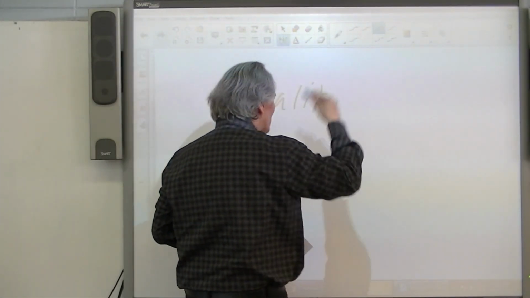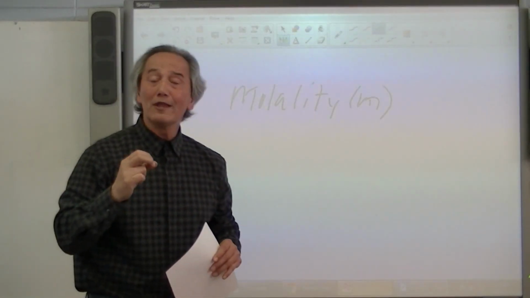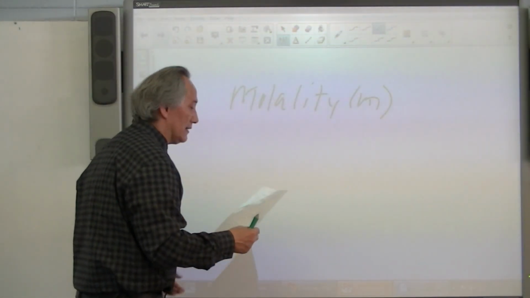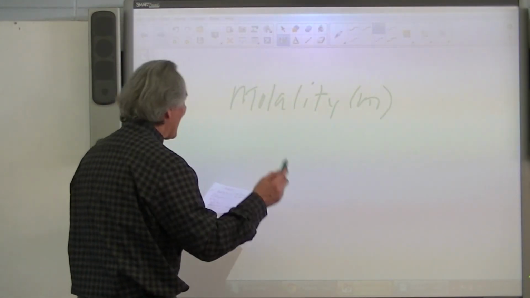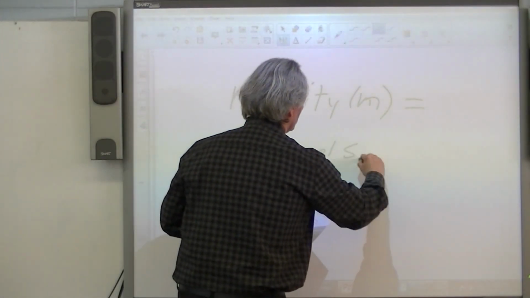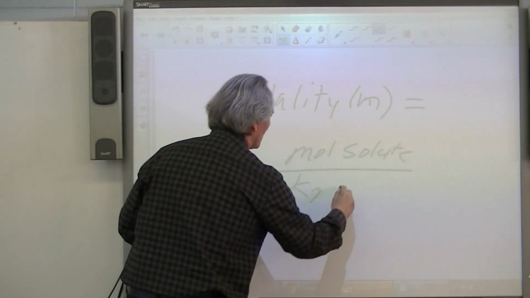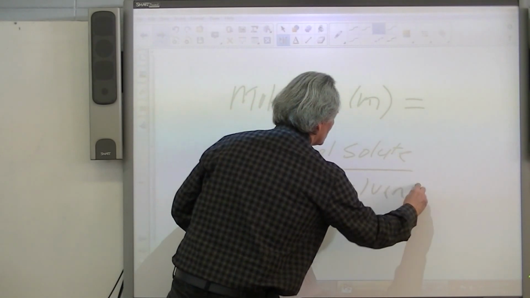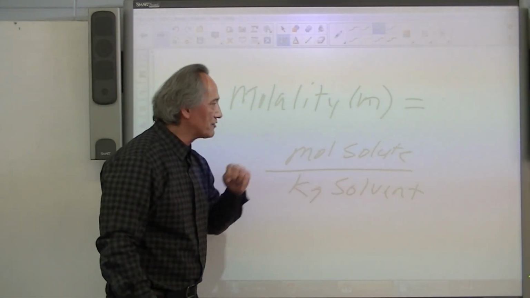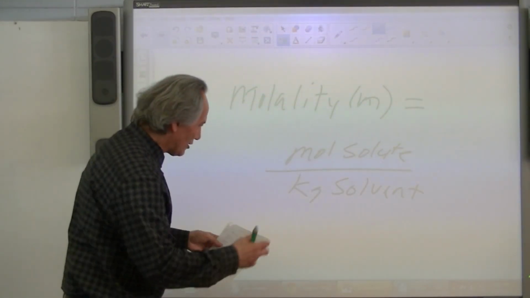So molality. Note that molality is expressed as a lowercase little m, not to be confused with mass, little m, typically in grams. Molality is equal to moles of solute divided by kilograms of solvent. So again, the relationship of molality in terms of solution concentration is moles of solute divided by kilograms of solvent. Okay? Well, let's look at our first problem.